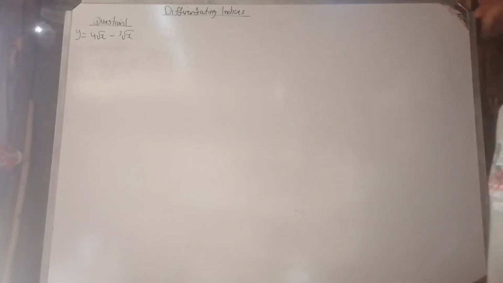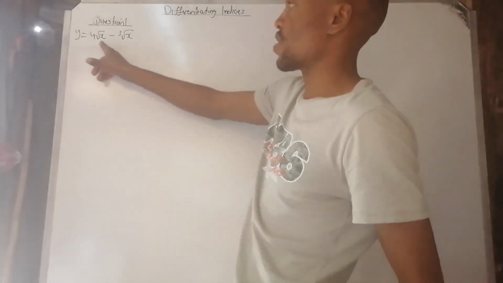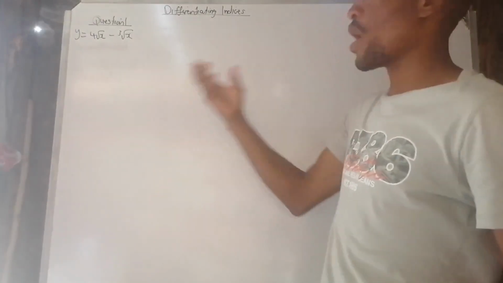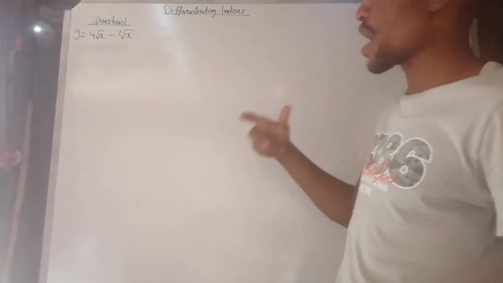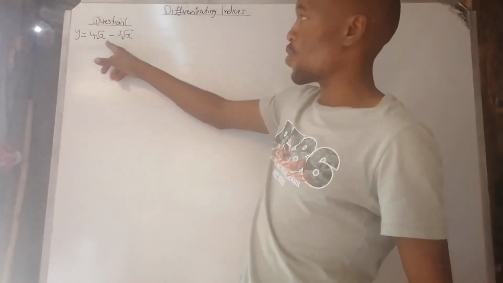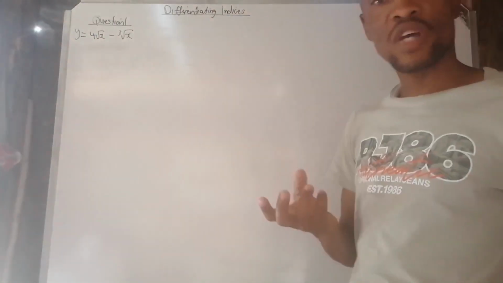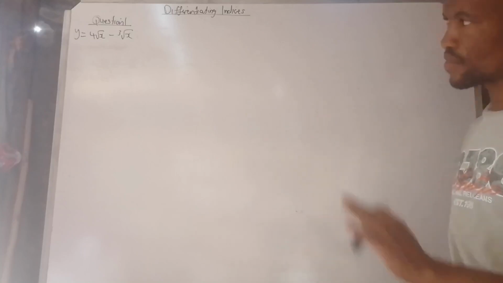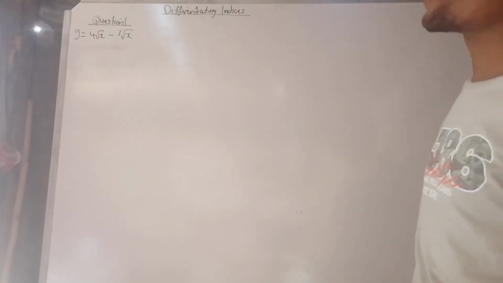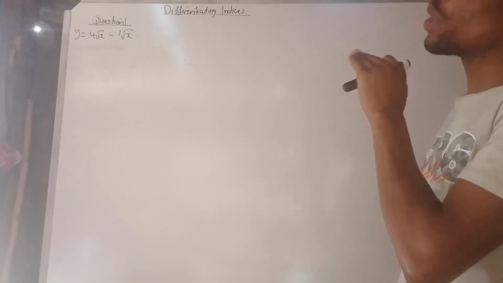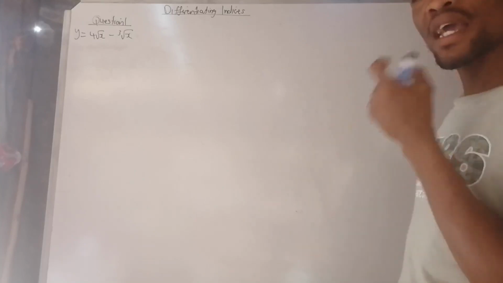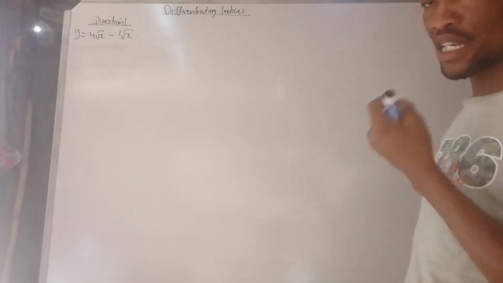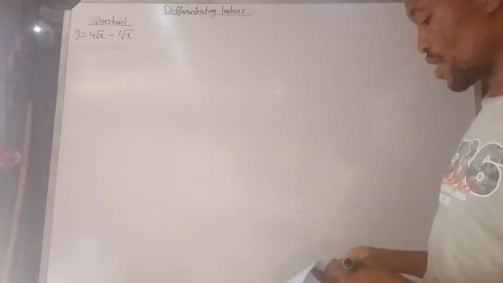So we are going to differentiate y with respect to x, because y is written in terms of x. Y equals 4 root x minus the cube root of x. So when we differentiate, we will be differentiating y with respect to x. Now, the very first thing when you encounter a problem like this is to try and write the basis in exponential form. What do I mean by this?